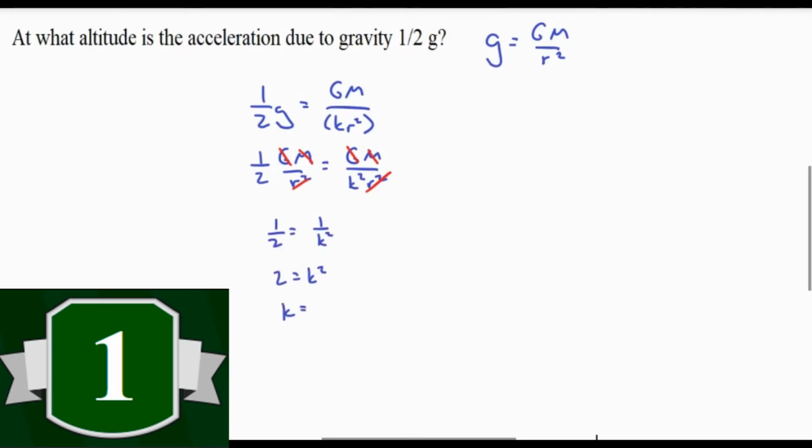You end up with the square root of 2. So the radius is square root of 2 times the radius of the Earth. That's where the acceleration due to gravity is 1/2 g. Incidentally, that's about where the International Space Station is, too.